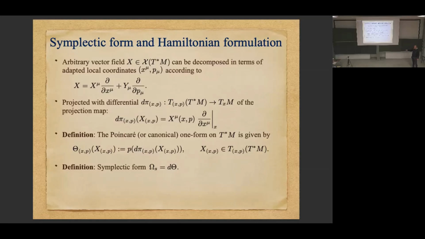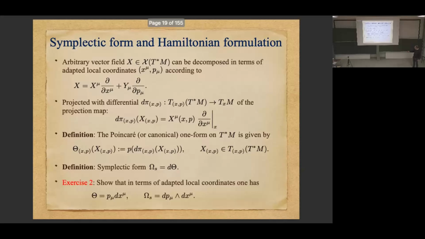And the symplectic form is just the differential of theta, so it's a two form. And now exercise 2 consists in showing that in terms of these adapted local coordinates, theta is p mu dx mu, so that's very simple from these two equations. And then when you take the differential of this, omega will be dp mu wedge dx mu.